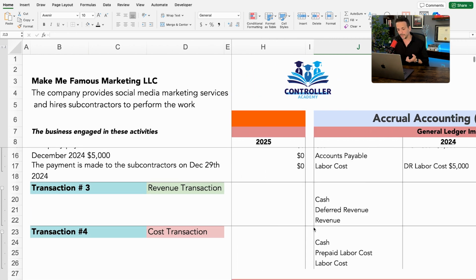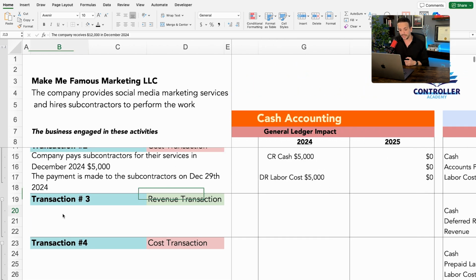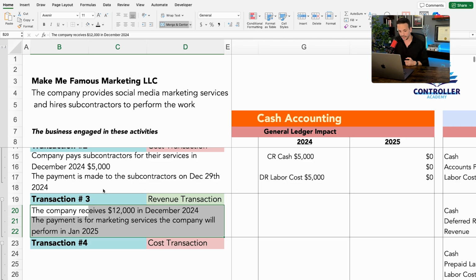All right, great. Let's move to transaction number 3, which is another revenue transaction. The company receives $12,000 in December 2024. The payment is for marketing services the company will perform in January 2025. So this is $12,000 we're receiving in advance of performing the actual service in the following year.